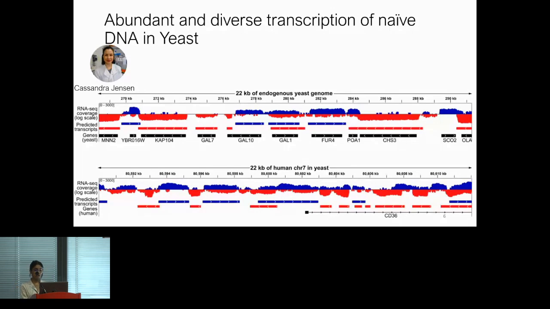And what I mean by that is if we take a look at this figure, at the top panel, you see about 22 kilobases of the yeast genome. And on the bottom, I'm showing you 22 kilobases of the human chromosome 7, so that yeast artificial chromosome. And from the figure panel, we can see a very similar density of transcripts occurring between the evolved and the naive yeast DNA. We also see that the transcripts have similar length.